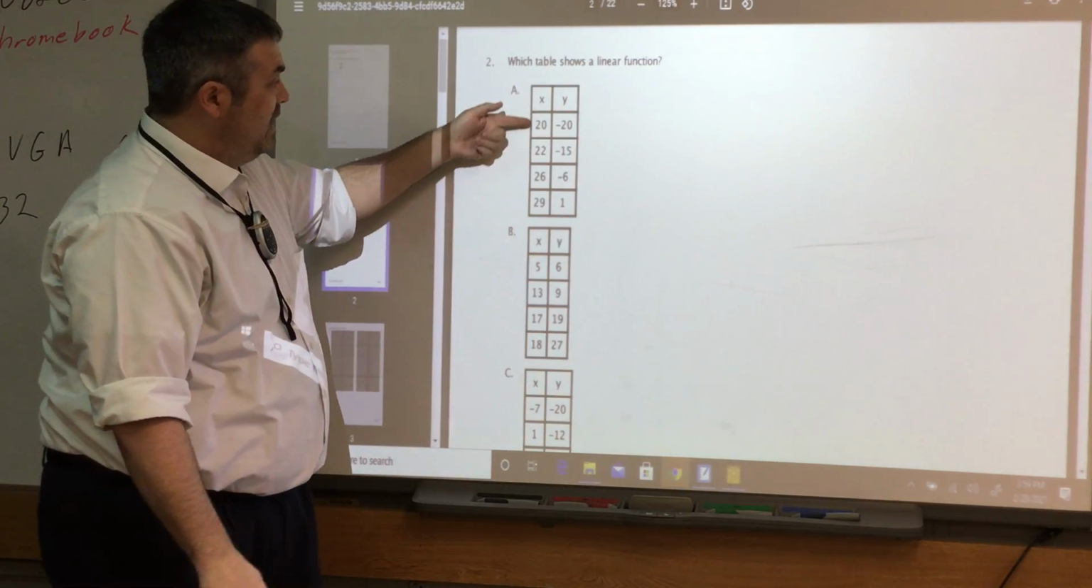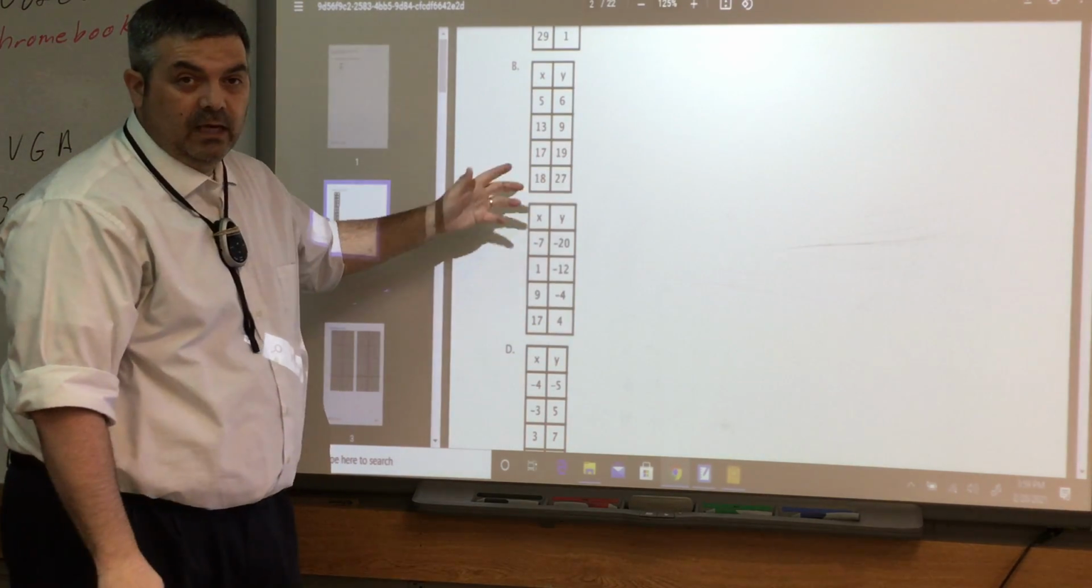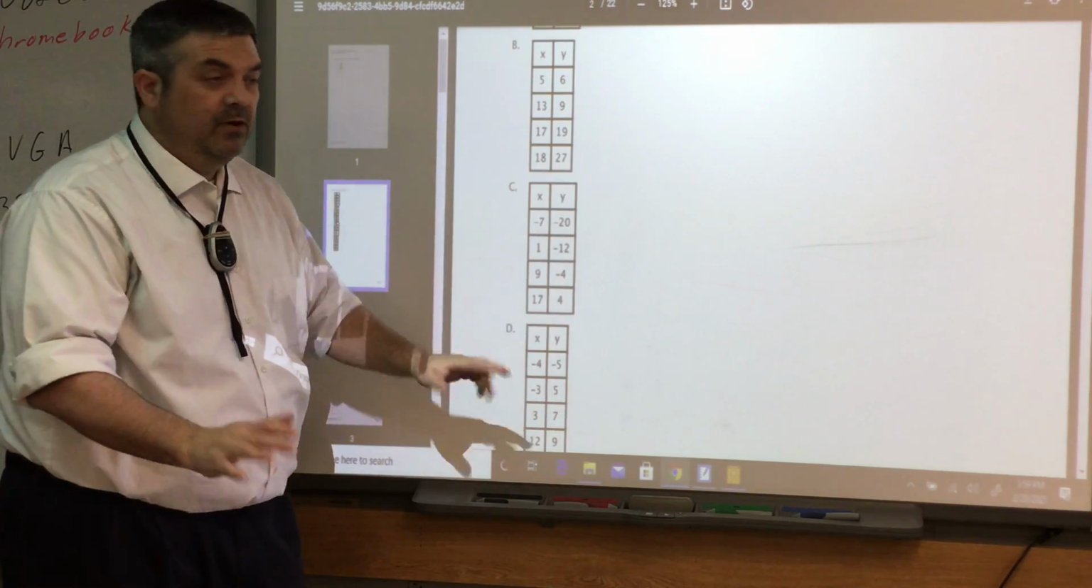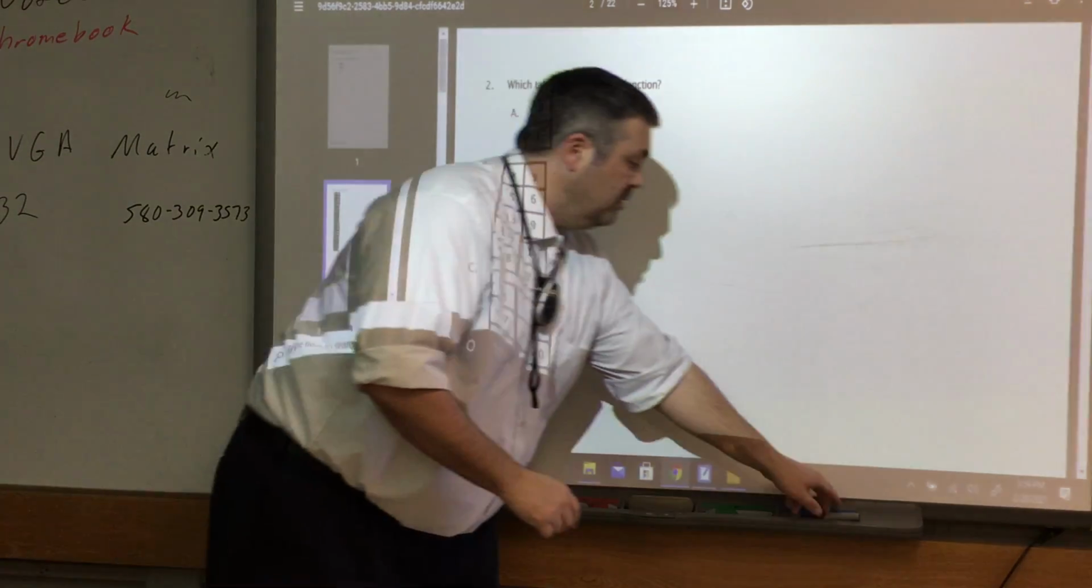It's a function because the x never repeats. Yep, that's a function. The x never repeats. Yep, and yep. Okay, so they're all functions. But now, which ones are linear? Well, let's take a look here.